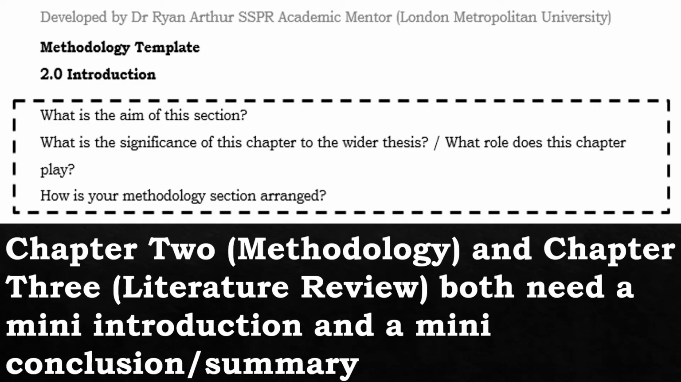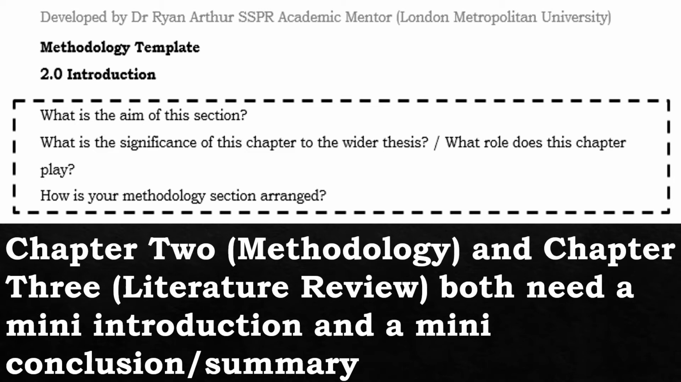Chapter 2 and Chapter 3 of your dissertation will both need a mini introduction and a mini conclusion, or a mini summary. This is vital: start Chapter 2 with a mini intro and start Chapter 3 with a mini intro. In your introduction, you very briefly state the aim of the section. You also state the significance of this chapter to the wider thesis. What role does this chapter play? And lastly, how is your methodology section arranged? So these three questions, you'll try to answer them.